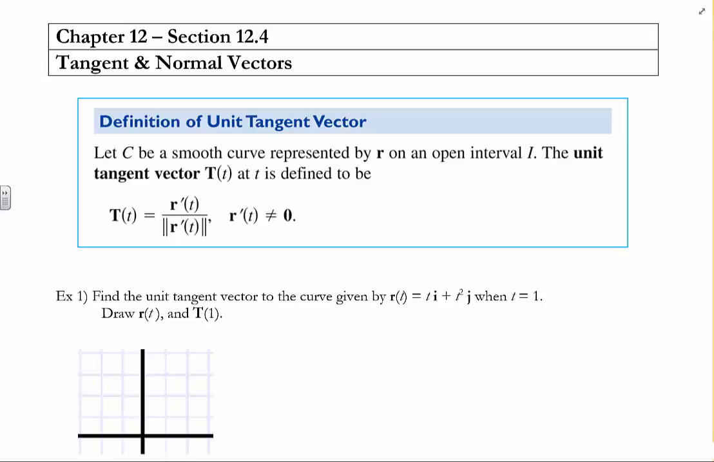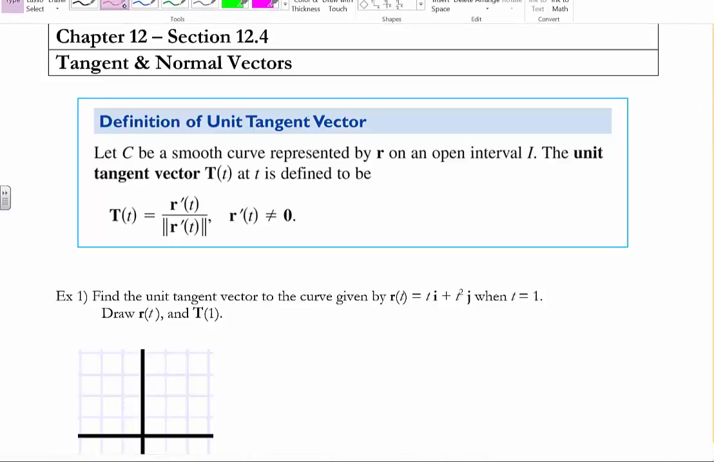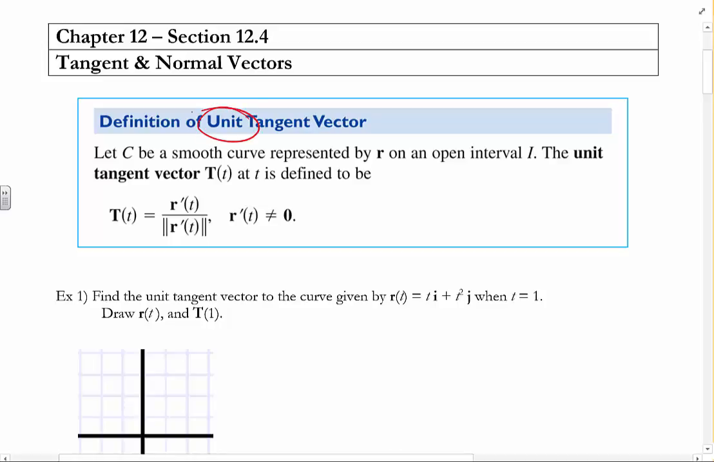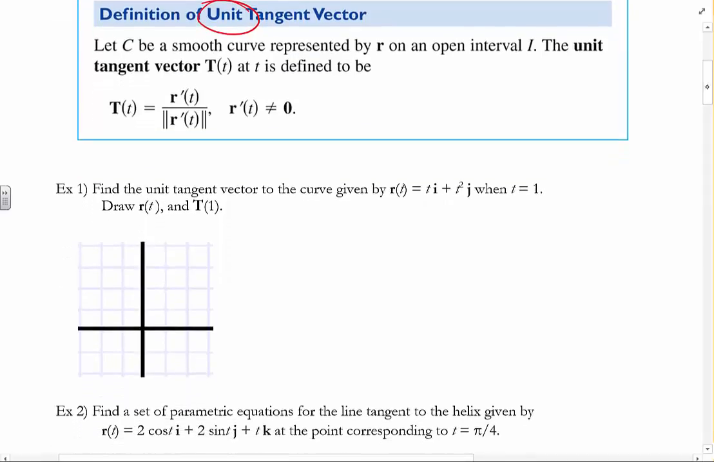So, one thing that we're going to talk about here is a unit tangent vector. And again, the word unit implies that it has a length of 1, and the best way to get a length of 1 is to divide a vector by its own magnitude. So the unit tangent vector T of t is the derivative of r divided by the magnitude of the derivative of r. So it's r prime over its own magnitude, assuming that the derivative is a non-zero vector. So, pretty easy definition: the unit tangent vector is the derivative over its own magnitude.